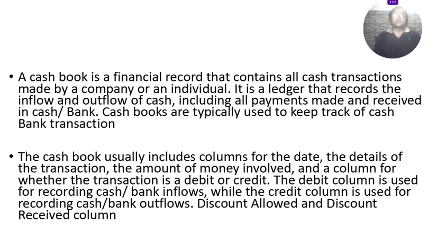So basically, in which circumstances are the discount allowed and discount received columns generally used? For discount allowed, when we receive money from someone and give them a discount for early payment, that cash discount allowed is a company expense. And discount received is when the business pays someone in cash or by check, and the vendor gives a discount to the company. In that scenario, discount received is the company's income, so we record it on the credit side.